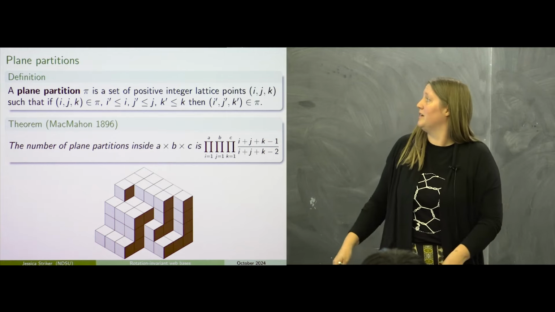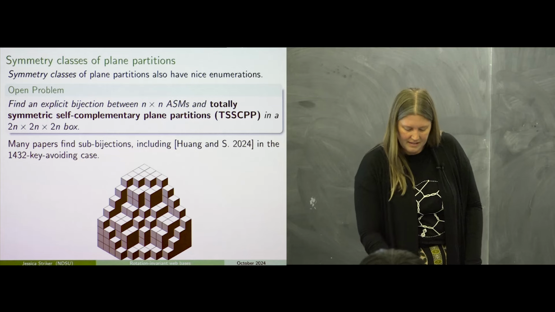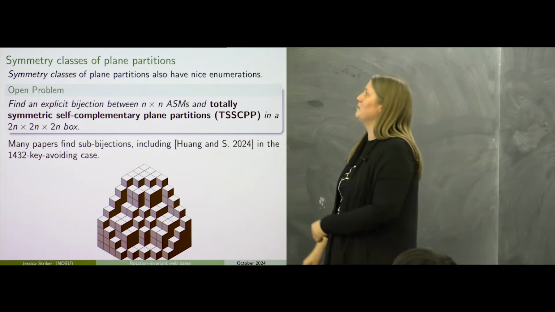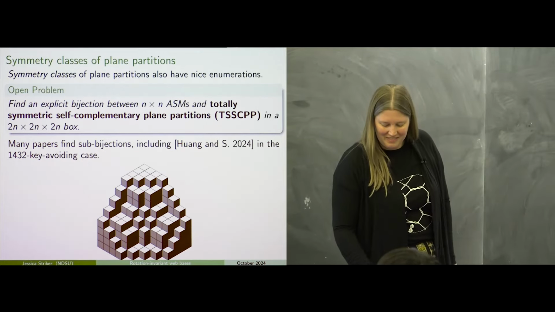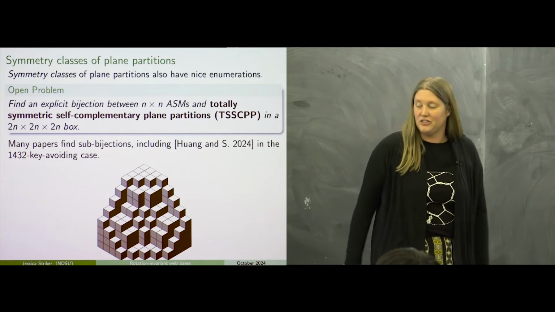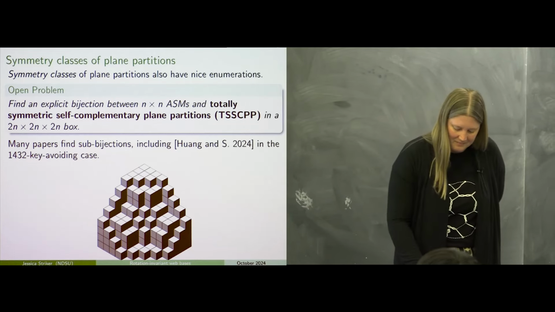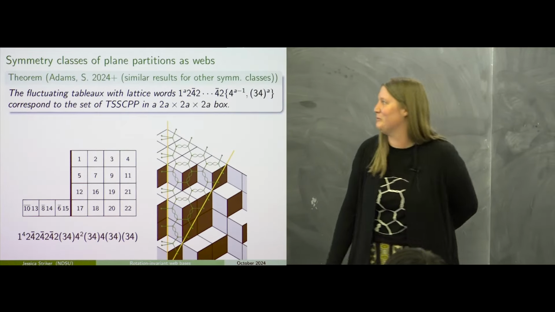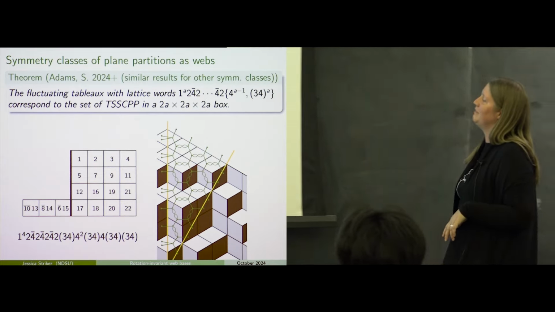Okay, and then back on plane partitions, which we don't really have time to look at, but the idea here is that there are symmetry classes of plane partitions, and they're very nice. They have nice enumerations. It turns out that particularly pretty ones should be in bijection with alternating sign matrices, and nobody knows how to do that, which is a very intriguing open problem.